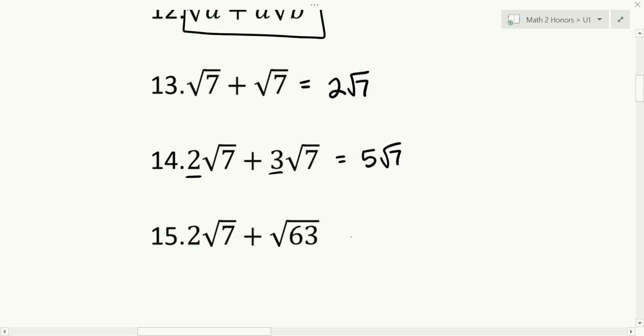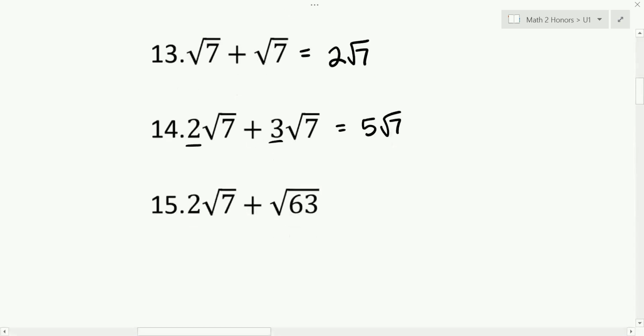15, we get stuck, right? Because one's a square root of 7, one's a square root of 63. You cannot add them if the square roots don't match. That's why I'm saying multiplication's easier. If we had a multiplication symbol here, we can combine it. No problem. But when you get to addition or subtraction, then things need to match up.